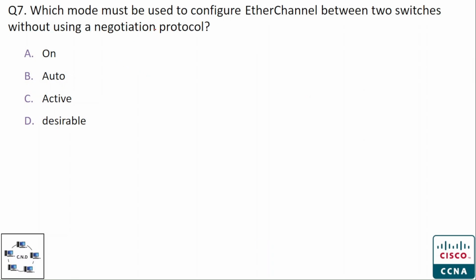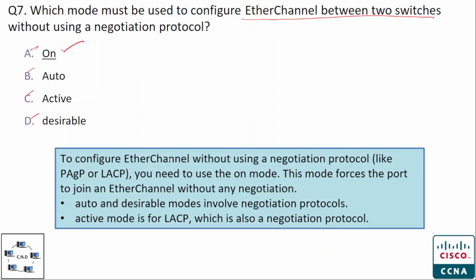Question number 7. Which mode must be used to configure EtherChannel between two switches without using a negotiation protocol? The options are option A, on, option B, auto, option C, active, and option D, desirable. And the correct option is option A, on. To configure EtherChannel without using a negotiation protocol like PAgP, Port Aggregation Protocol, or LACP, Link Aggregation Control Protocol, you need to use the on mode. This mode forces the port to join an EtherChannel without any negotiation.